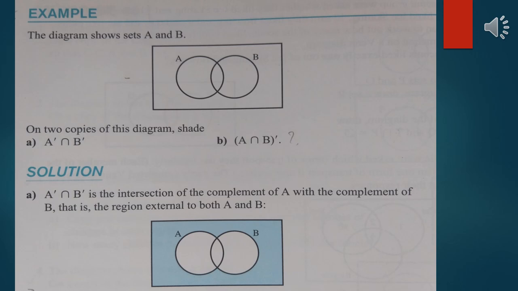Then you can see the two sets, and where the colors are combined is the intersection of A complement and B complement. That is the solution: A complement intersection B complement is the intersection of the complement of A with the complement of B, that is the region external to both A and B. It is clearly shown on the diagram.